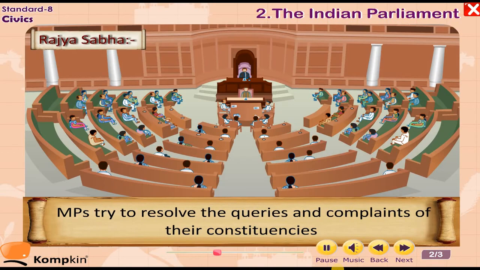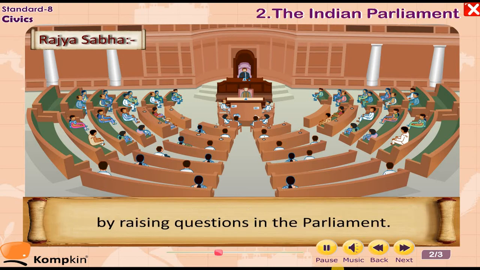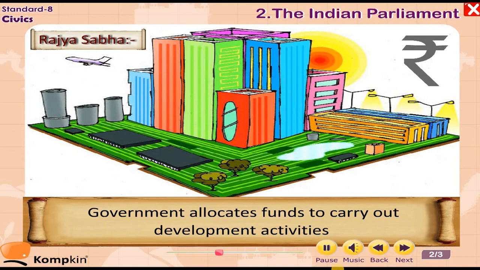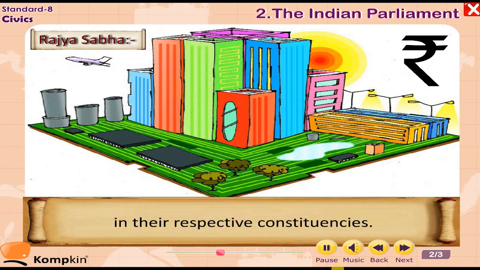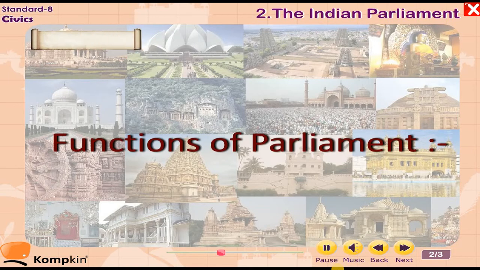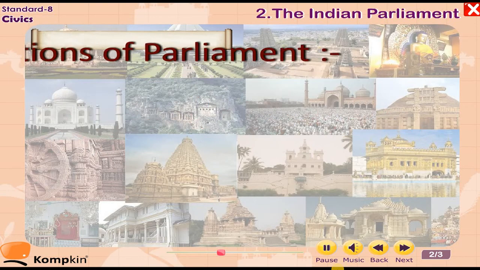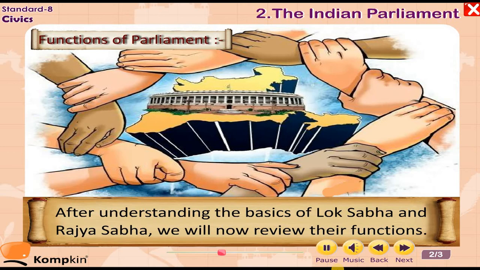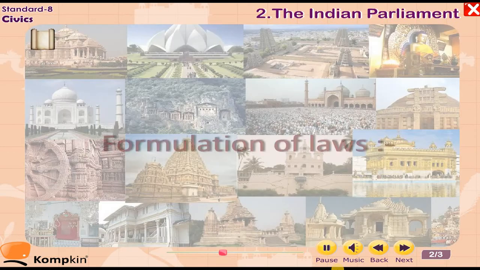MPs try to resolve the queries and complaints of their constituencies by raising questions in the Parliament. Government allocates funds to carry out development activities in their respective constituencies. Functions of Parliament. After understanding the basics of Lok Sabha and Rajya Sabha, we will now review their functions.